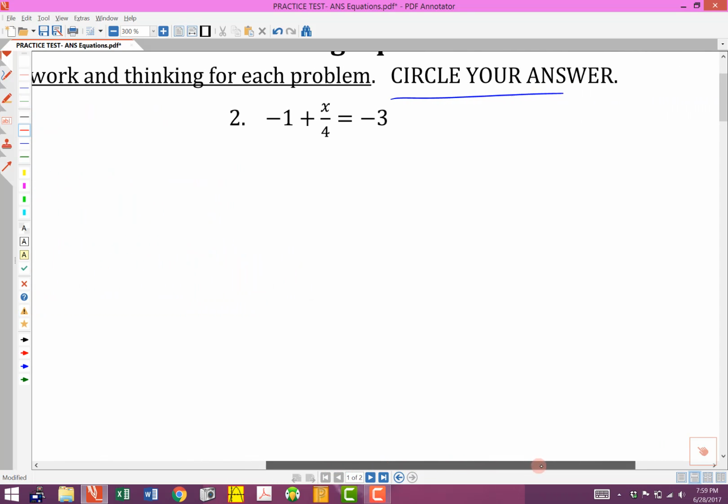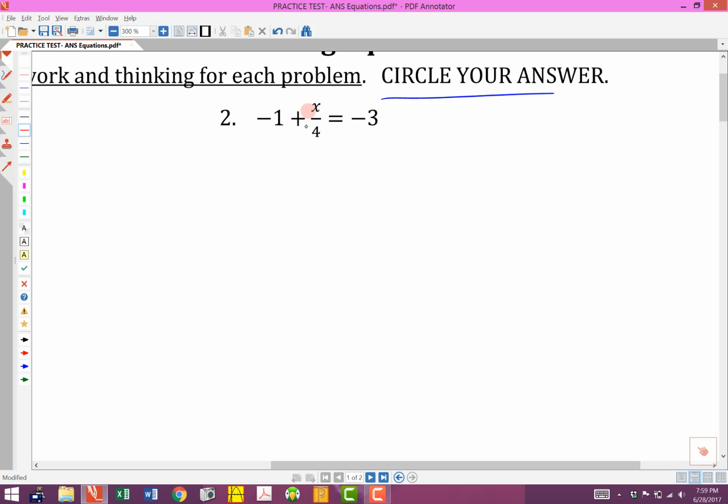Alright, let's take a look at this one. Variable term is right here, so we're going to isolate that. We're going to get that by itself by moving that negative 1, so we're going to add 1 to both sides. So these cancel to be 0, so I'm left with x over 4 here. And then when I combine those, I end up with a negative 2. Then we're going to multiply by 4, because we need to undo this dividing by 4. So I'm going to multiply both sides by 4 here.